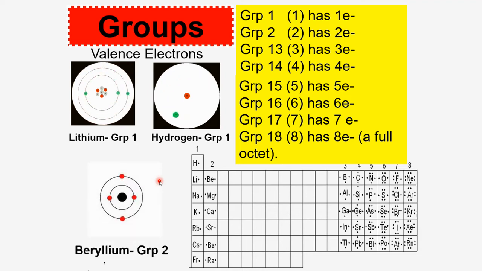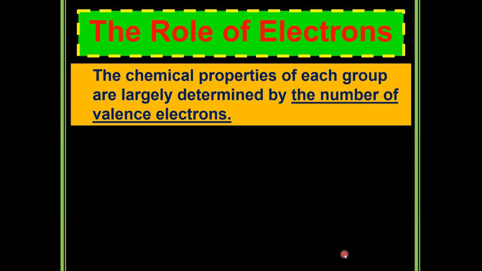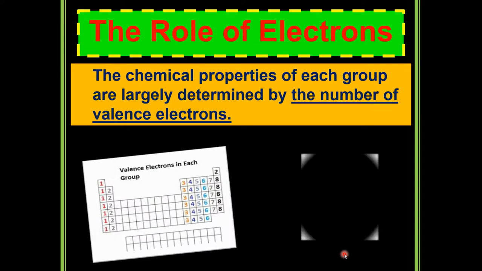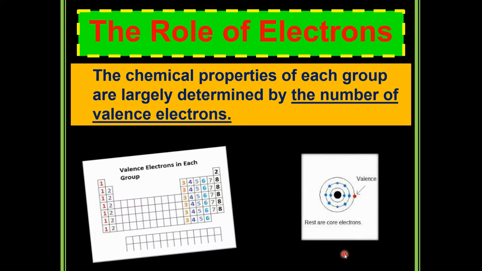And beryllium is in group 2 because it has 2 valence electrons. So if it has 3 valence electrons, it would be in group 13. All right, the role of electrons. The chemical property of each group is largely determined by the number of valence electrons. That's why I said it was really important for you to understand the term valence electrons. And it's really important for you to memorize how many valence electrons are in each group. If you can count to 8, you can remember it.